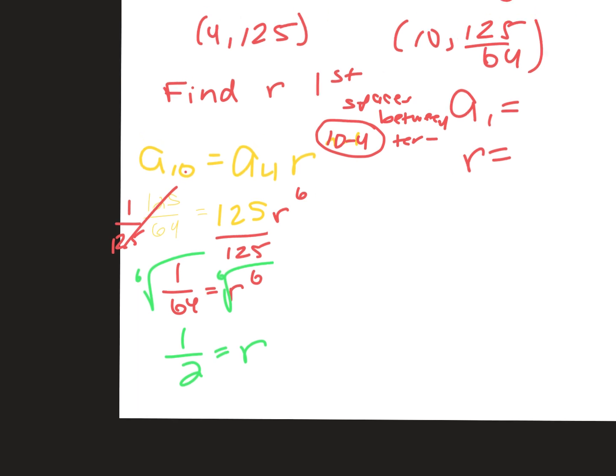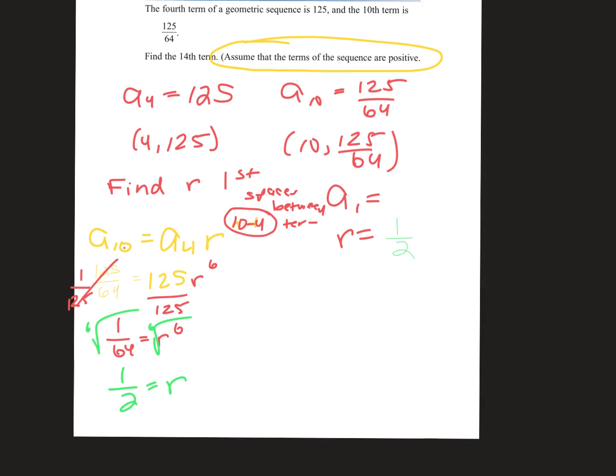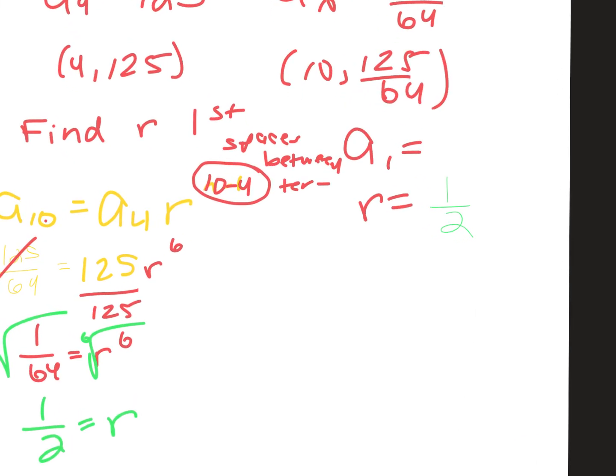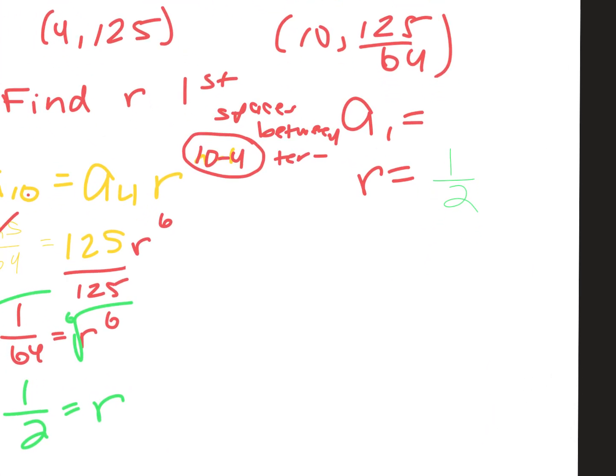So now that we've found our r is 1/2, let's find out what the first term is. The question is, what's the 14th term? We're going to get to that in a second. But on the test, I think it asks you for the rule and then to find the term. So you're going to have to know how to do this. So we're going to do the exact same thing we just did. But we know the r value. You can use either term you want to. It doesn't matter. Do you guys want to use 125 or 125 over 64?